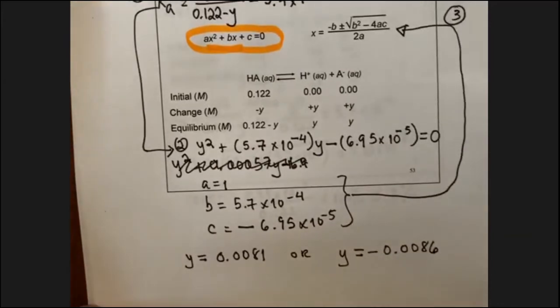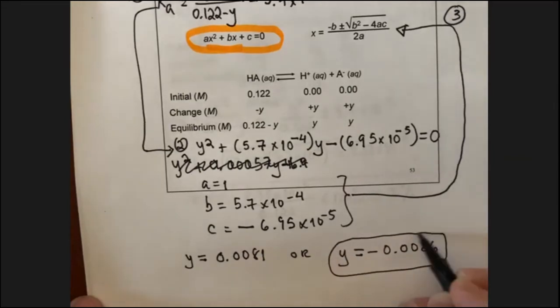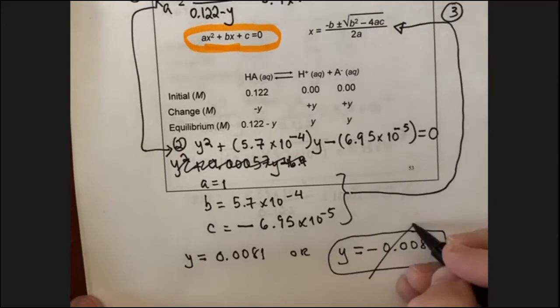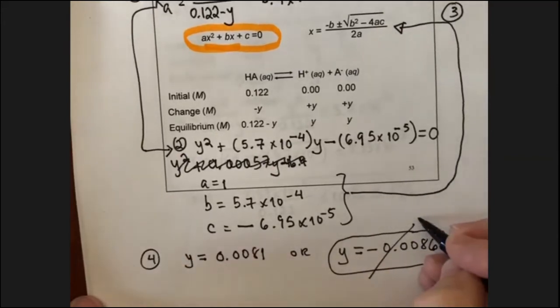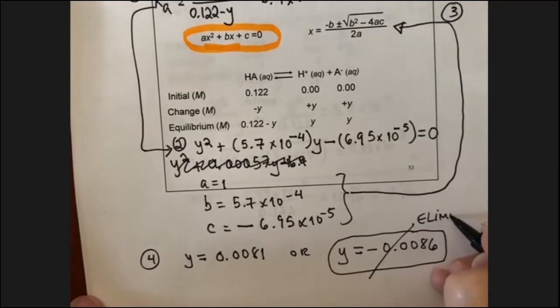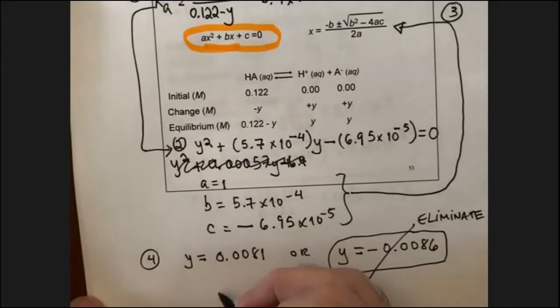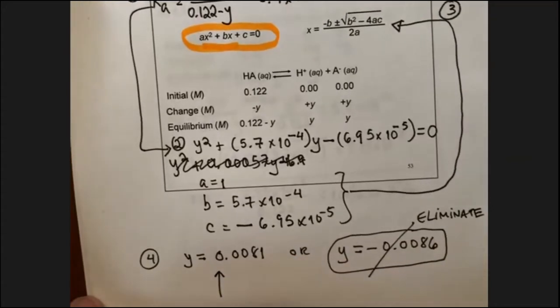As you can tell, there's no such thing as a negative molarity. So we're going to eliminate that, and that means that this is the value that we will choose.